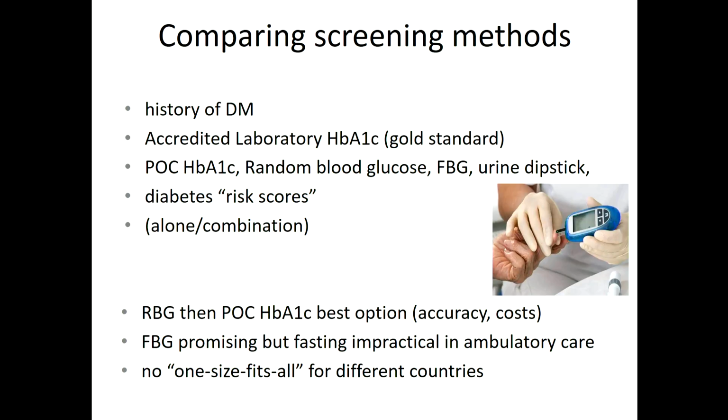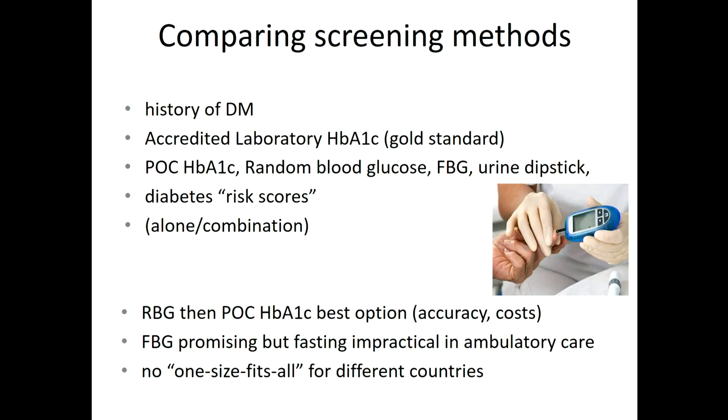Well, within the TANDEM program, we compared a number of different screening strategies. So one is just by asking patients. Obviously, as a gold standard, we applied the laboratory HbA1c, but besides that, we also evaluated point of care HbA1c, the random blood glucose, fasting blood glucose, a urine dipstick, and also the diabetes risk scores, which are being used. And we evaluated this beautiful work from epidemiologists in London alone or in combination to see what is the best way to do it.